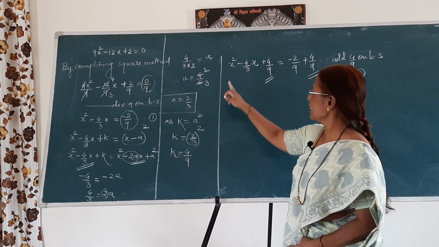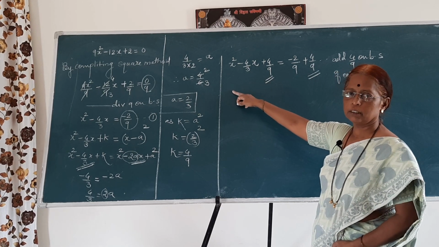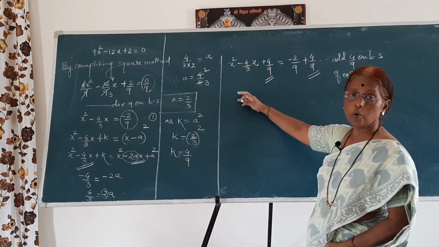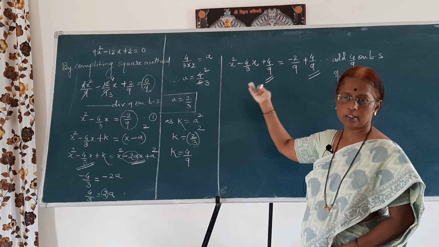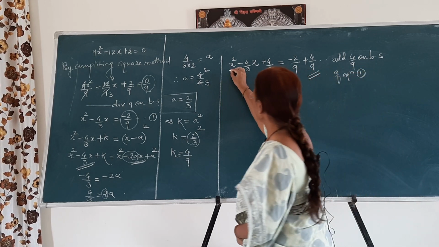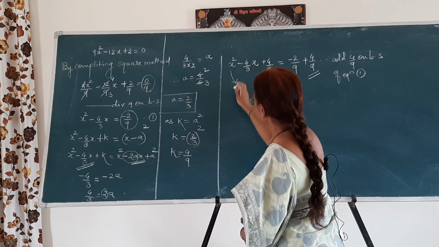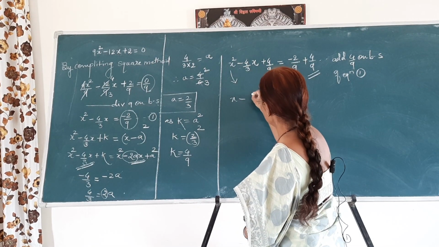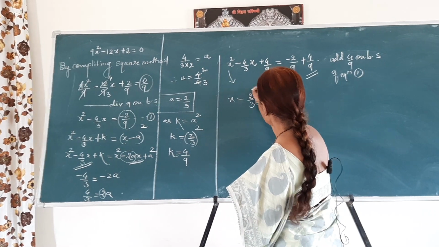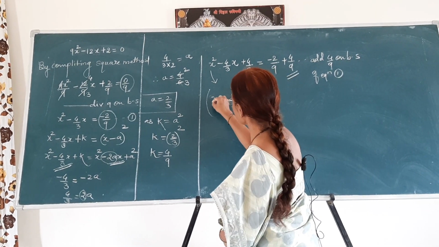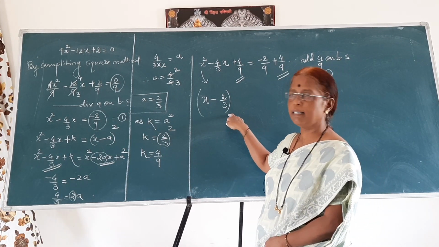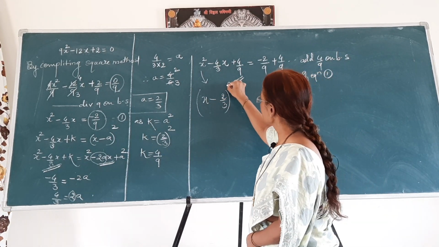Now see children, this is the expansion of a binomial. So how to identify whose expansion it is? Take the square root of the first quantity, the sign of the middle term, and the square root of the third quantity. Means the root of the first and third quantities we have to take, and the sign of the middle term we have to put, and the square.